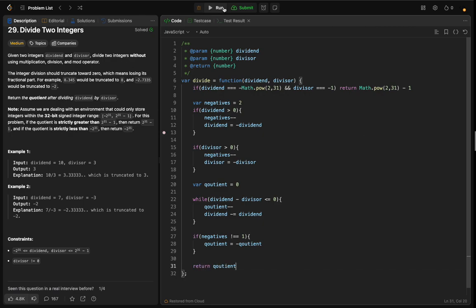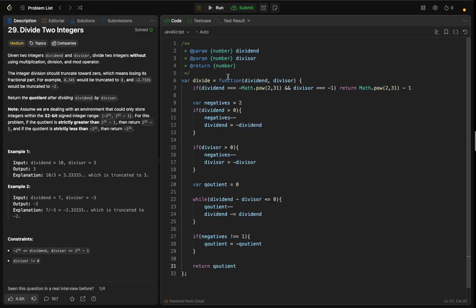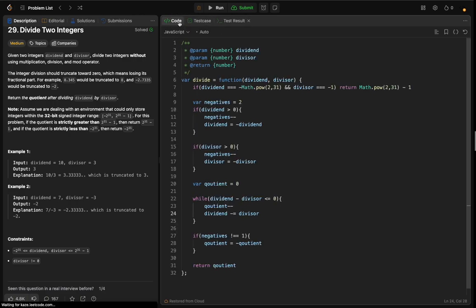Okay, let's just try to run the code and see if it will work. And after that, oh, it didn't work. Why it didn't work? Let's see what the wrong thing that I have done. If negatives doesn't equal one, quotation left minus quotation, we want to return quotation here. While dividend minus the divisor is less than quotient, quotation minus minus and dividend. It's wrong. Minus equals divisor, because we're going to work with divisor. How we will do that?